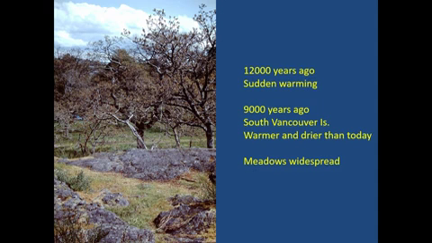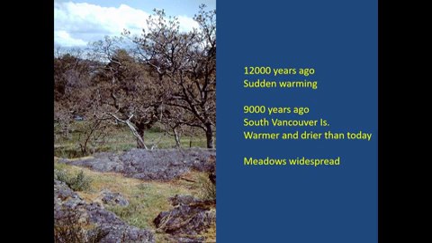Following the sudden warming of 12,000 years ago, it actually gets a little bit warmer, so that about 9,000 years ago, as you can see in this picture, southern Vancouver Island is warmer and drier than today, and meadows are widespread where forest occurs, all around Saanich Inlet, for example. At first there are meadows, and later the oaks arrive, we don't know how, and then we get Garry Oak woodlands or a savanna.